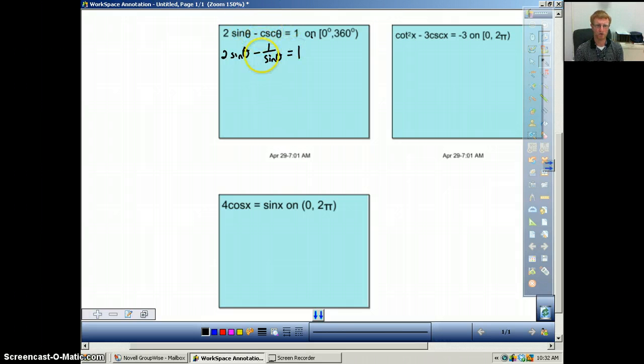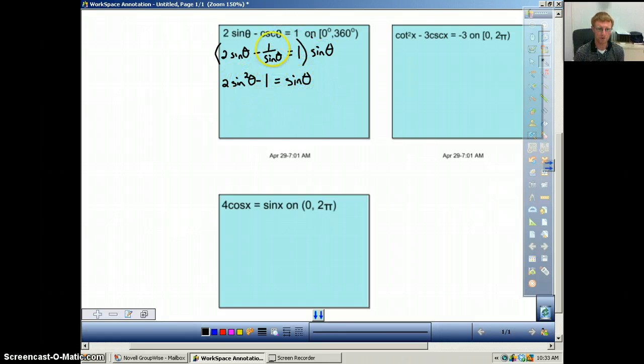So all we did was change the cosecant to a sine. Now we need to clear all fractions. So what we're going to do is multiply every term here by sine of theta so we can get rid of this. If we multiply everything here by sine of theta, this is what we're left with: 2 sine squared of theta, that's sine times 2 sine of theta, minus 1, because sine times 1 over sine will cancel out, equals sine of theta. Okay, now to try and solve this, we have a sine squared of theta and we have a sine of theta.